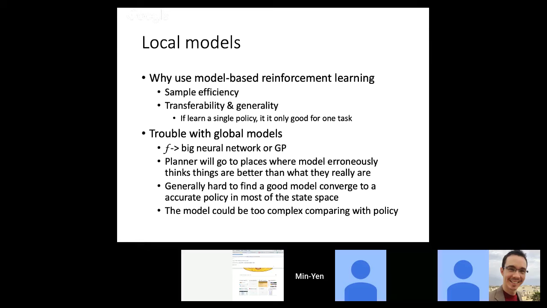So that's why, quite intuitively, you think you should learn the model locally instead of globally, so it can perform well. A simple model can perform well locally, instead of you trying to find a very complex global model and converge at every stage.